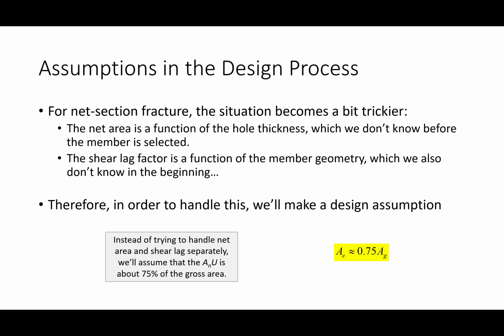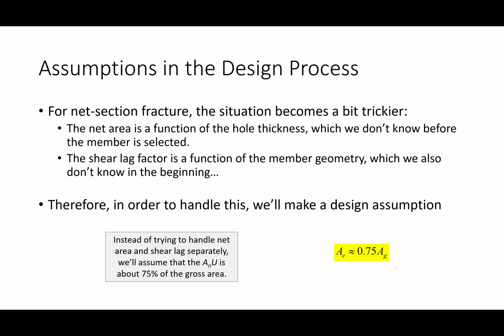So what we're going to do is make a design assumption. We're going to assume that the effective net area, which is AN times U, that product, is about 75% of the gross area. Now, by the way, you ought to take a look at all the homeworks and examples we've done so far, and see how good this is. It's not perfect, but it's pretty good. So we'll go back to our resistance expression, and instead of net area times U, we'll put 0.75 times the gross area.